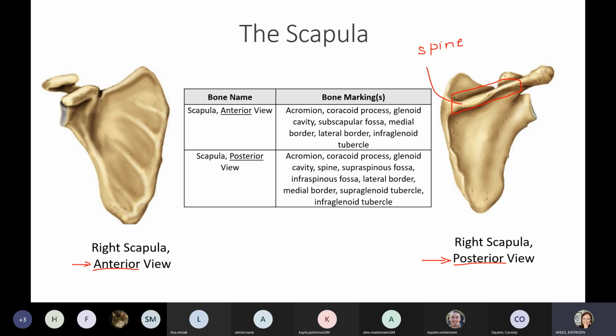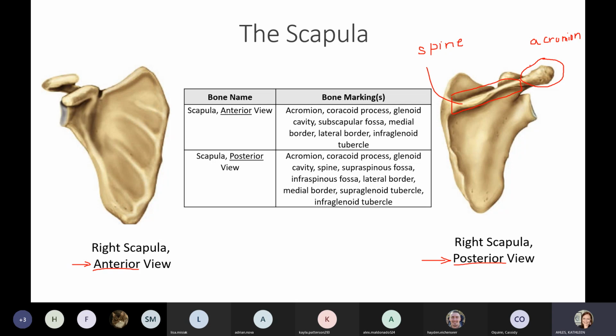At the end of the spine of the scapula is a big bump called the acromion. The acromion is going to be very important for forming your shoulder joint. Your shoulder joint is the acromioclavicular joint, one of your joints there, where the acromion touches the clavicle.